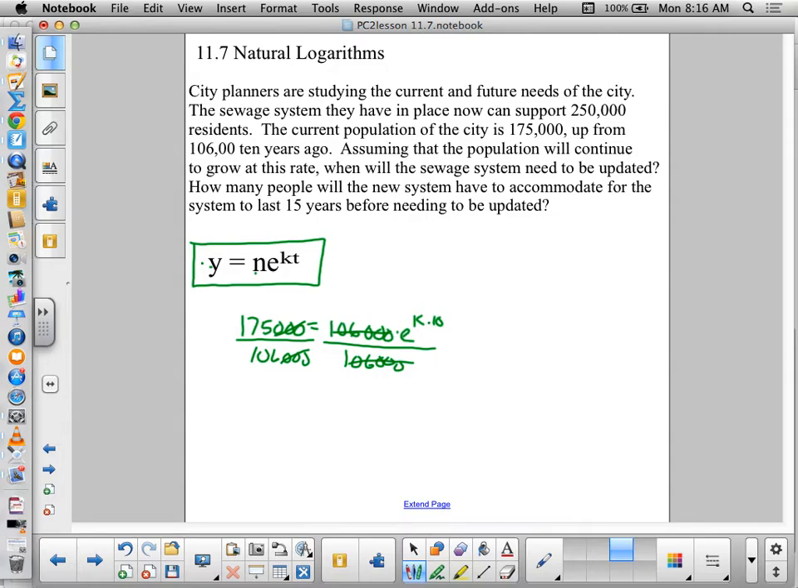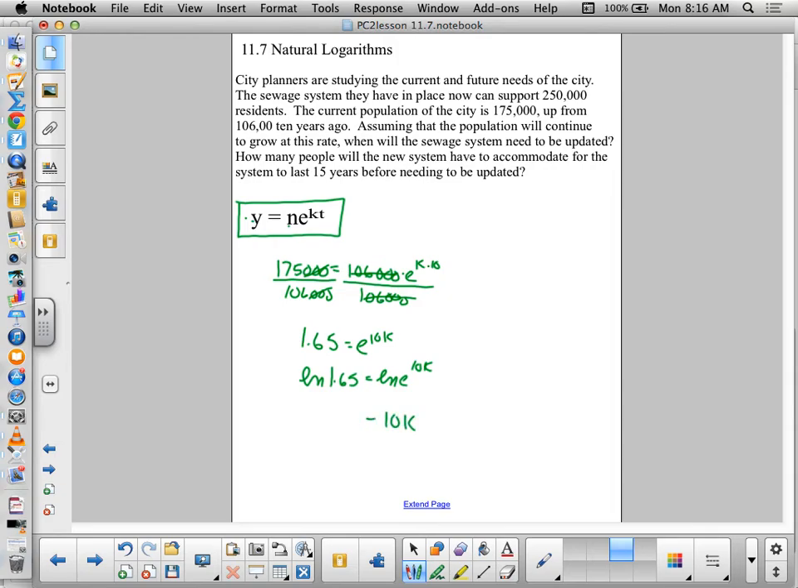So 175 divided by 106, that's 1.65, equals e to the 10k. Natural log of each side. Yay, natural log of e to a power, this is 10k. So I take the natural log of 1.65, then divide by 10. And I get k is 0.0500. There, I've got my constant of growth now, approximately 5% per year.